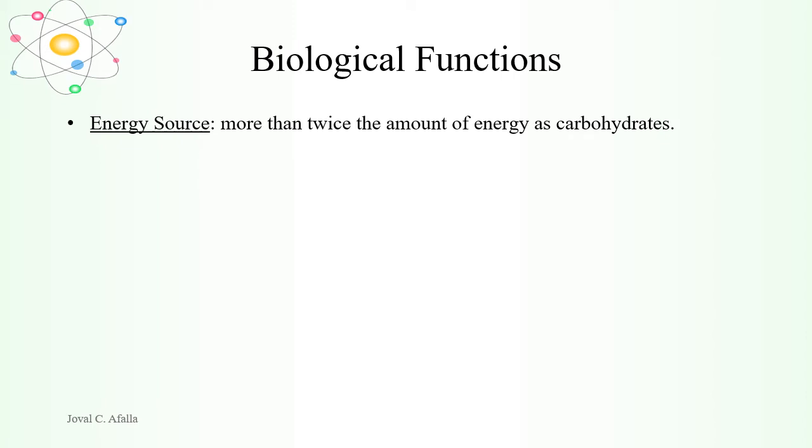In terms of biological functions, the functions of lipids are also quite diverse. Starting from the energy source, they have more than twice the amount of energy as carbohydrates. If you look at the nutrition label of the food that you eat, you'll see that 1 gram of fat provides about 9 kilocalories of energy, whereas the equivalent amount is only 4 kilocalories for carbohydrates. It's also important in energy storage. The excess food that we eat is stored in our adipocytes as fats. Some of us are probably more familiar with it.